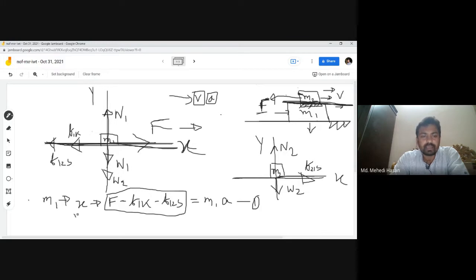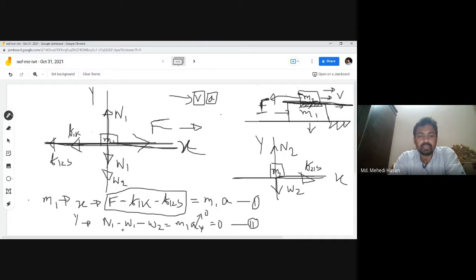And along the y-axis for M1 object, the equation will be N1 minus W1 minus W2 is equal to M1 ay. And here ay is 0. There is no acceleration along the y-axis. So this is equal to 0. This is equation number 2. Okay. Now, using this equation, you can easily find out the N.